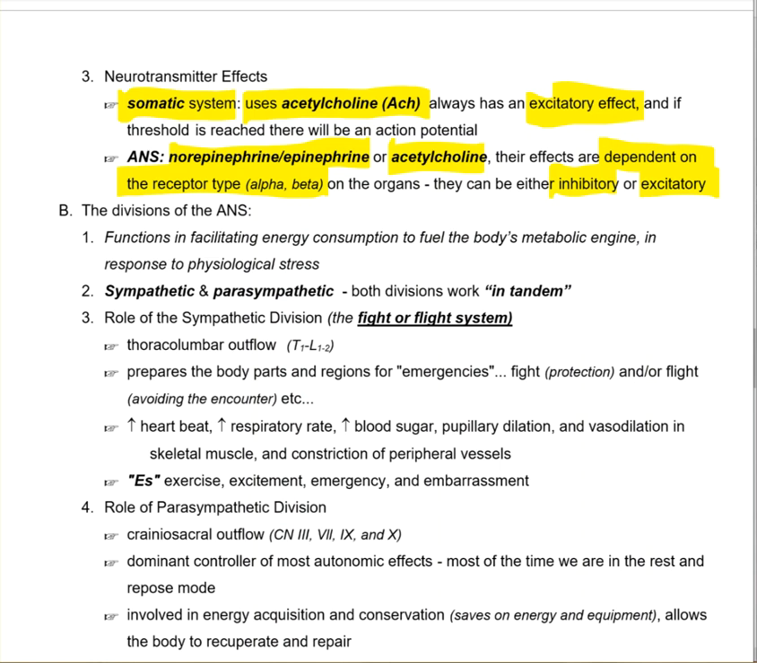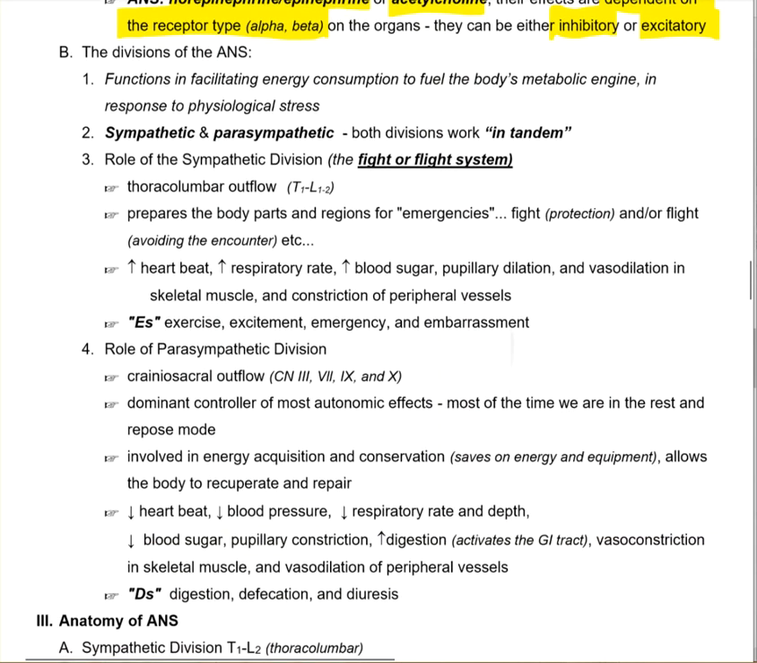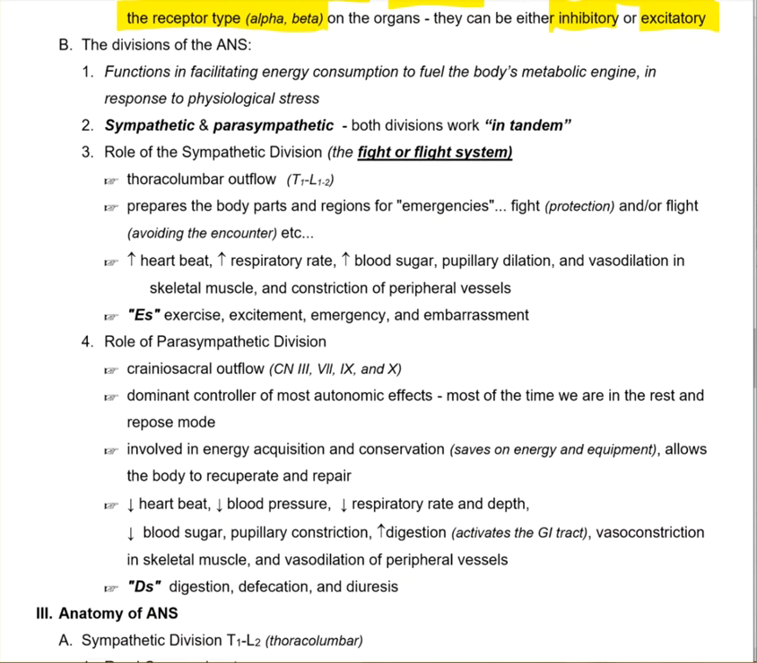Now, we want to talk about the divisions of the ANS next. We want to talk about the sympathetic and the parasympathetic. Basically, what they do is they regulate our metabolic engine and respond to physiological stresses. So sympathetic tends to activate systems in our body to resolve stress, exercise, emergencies, things like that. Parasympathetic tends to quiet many systems of our body when we're resting, we're eating, we're repairing ourselves, we're sleeping. All right, so they work in opposition to each other.